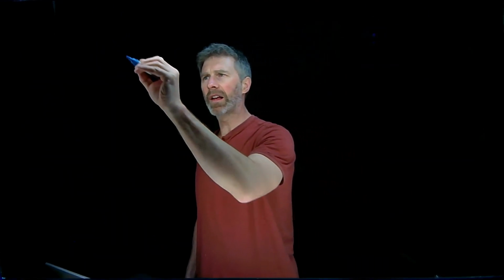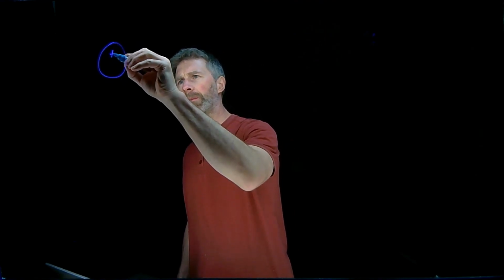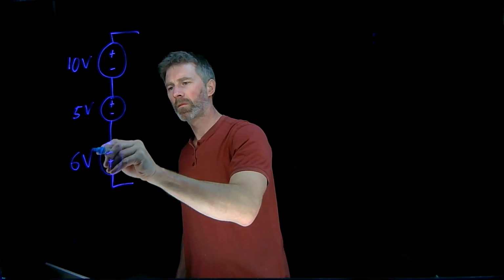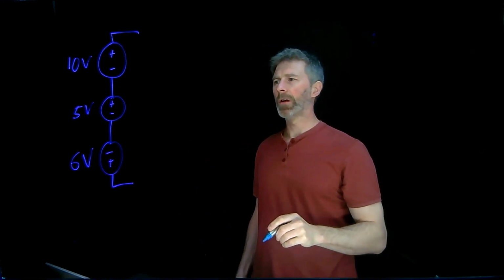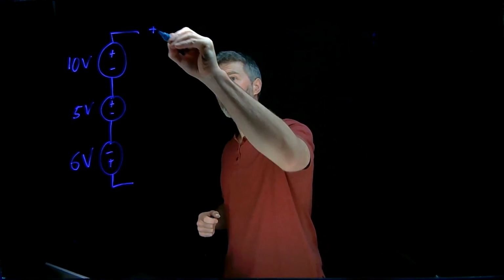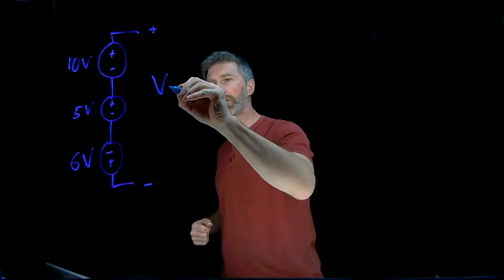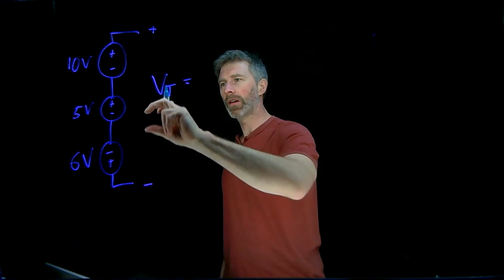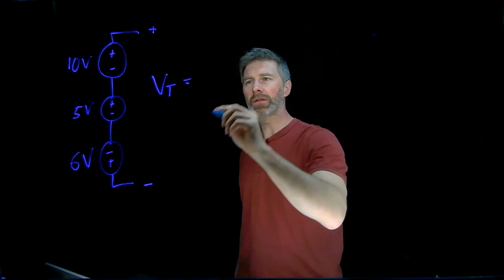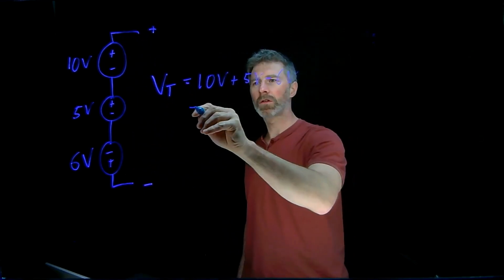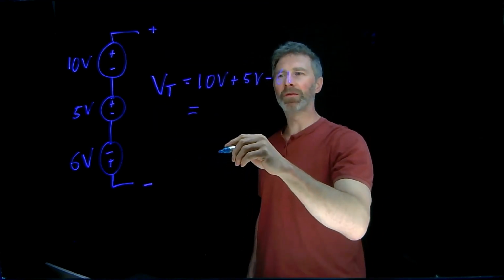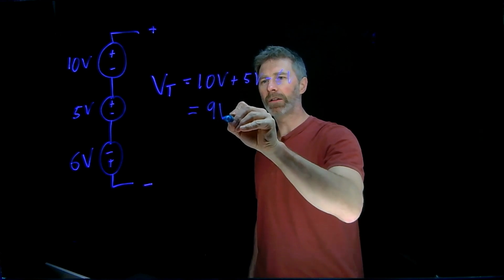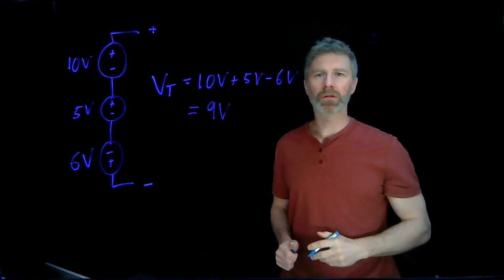As an example and a special case, if I have voltage sources connected in series like this, the total voltage is going to be equal to the sum of the voltages. So I've got 10 volts plus 5 volts plus negative 6 volts. So the total voltage across it will be the sum of the voltage across those voltage sources, and I get 9 volts across the three of them.